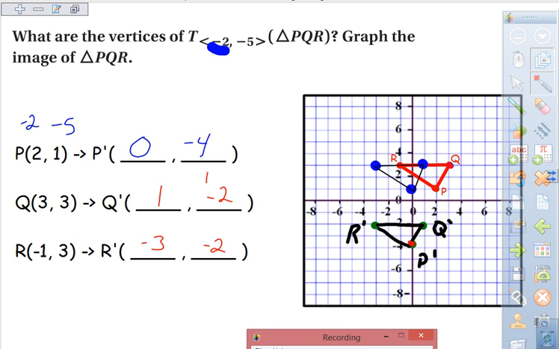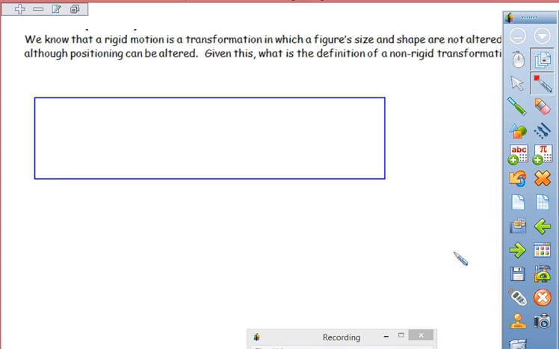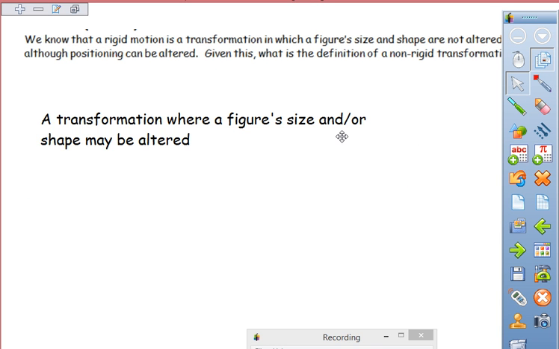So let's go through some application questions. We know that a rigid motion is a transformation in which a figure's size and shape are not altered, although positioning can be altered. Given this, what is the definition of a non-rigid transformation? A non-rigid transformation is a transformation where a figure's size and/or shape may be altered.